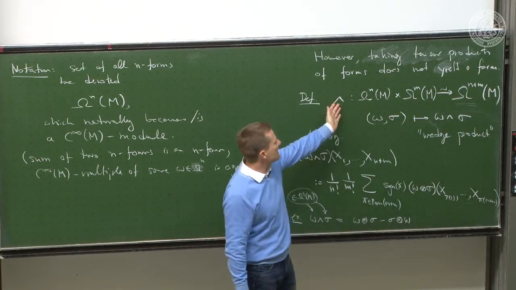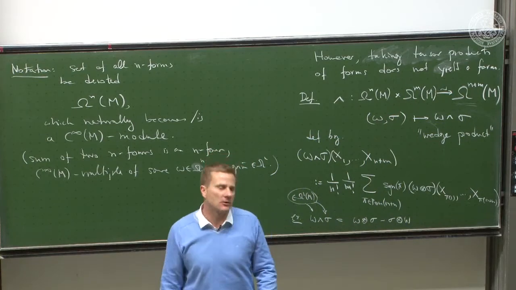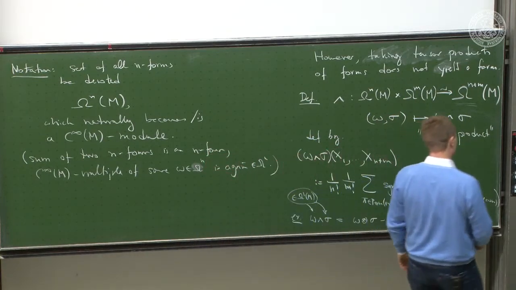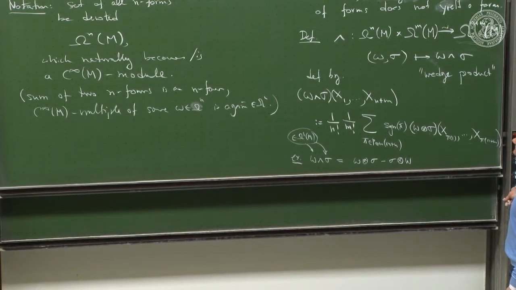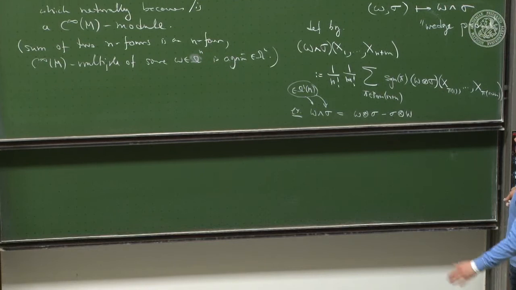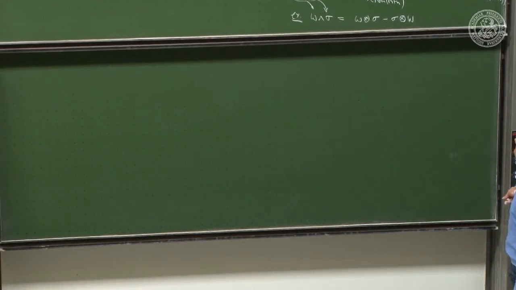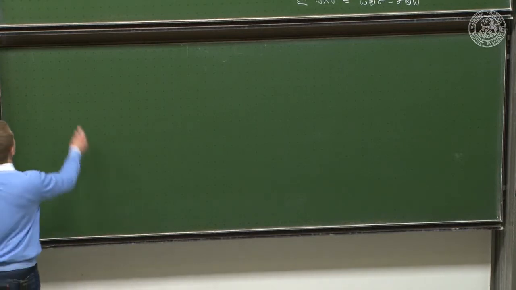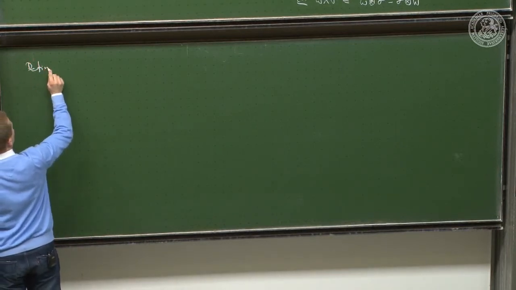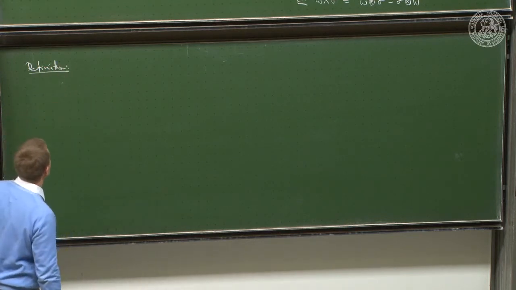Wouldn't it be so much nicer if there was one space that is closed under the operation of this wedge product? And in fact there is, and it's the so-called Grassmann algebra. So in a sense we want to extend the n-form space, the various n-form spaces, such as to have the wedge product being a closed operation. So definition.